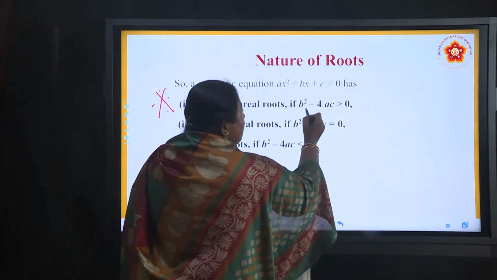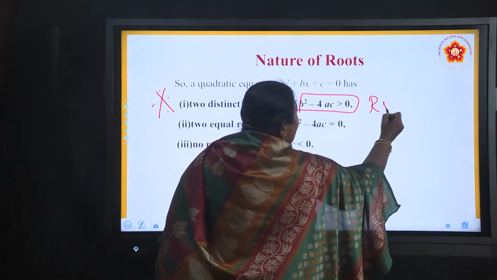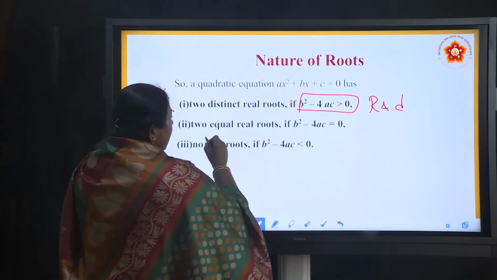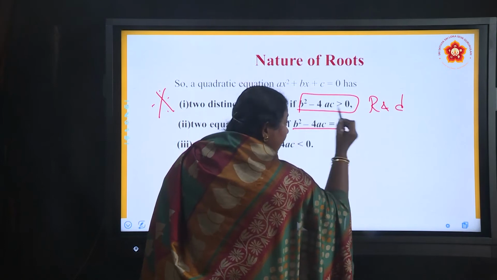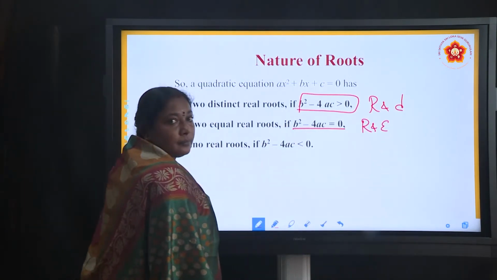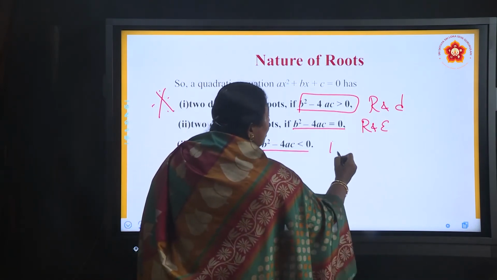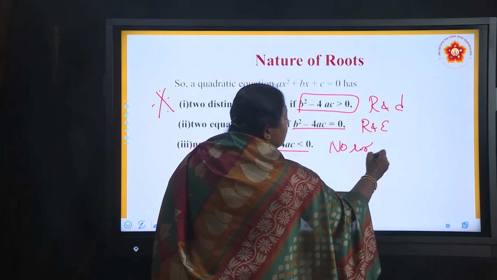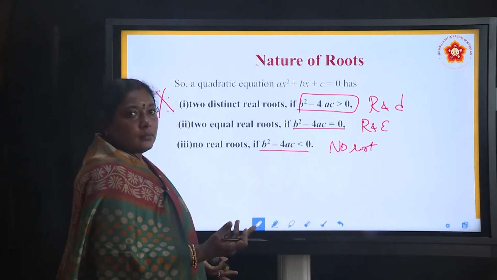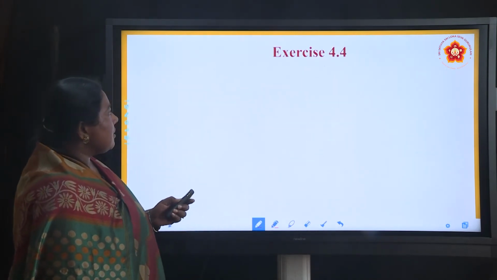If b square minus 4ac is greater than 0, it is R and D, real and distinct. Okay. If b square minus 4ac is equal to 0, it is real and equal. Now if b square minus 4ac is less than 0, no root. So keep this in mind as a slogan. Okay. So let us do some sums.